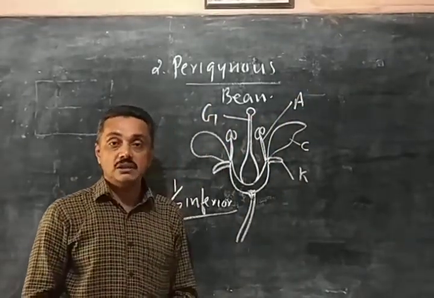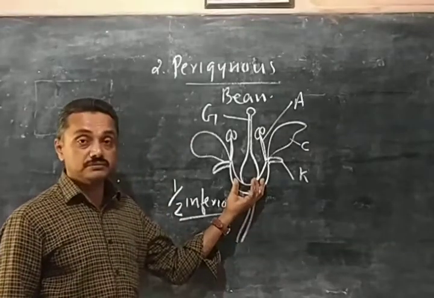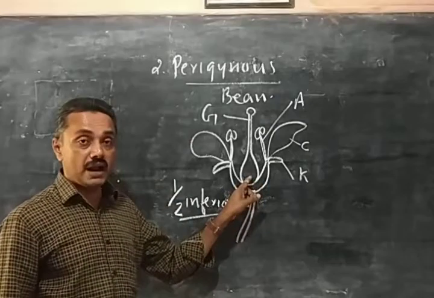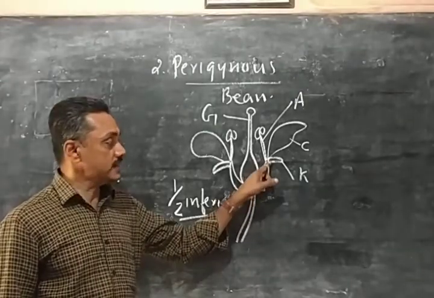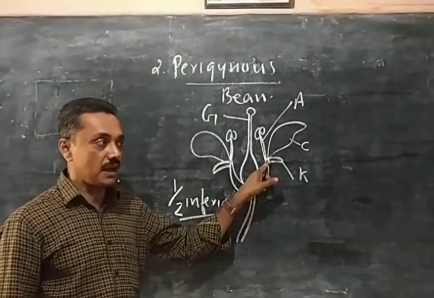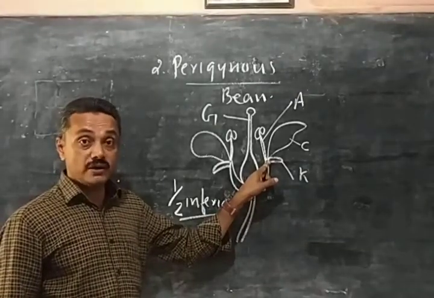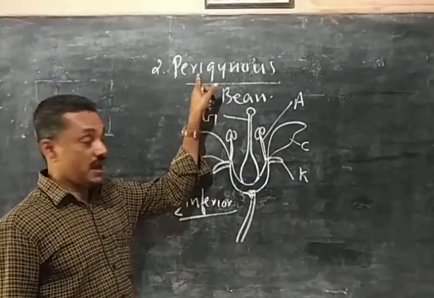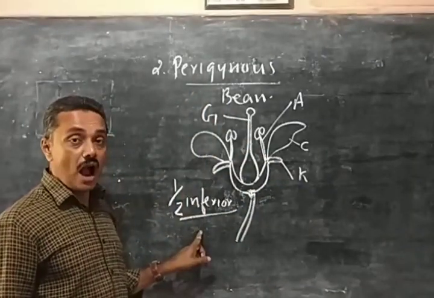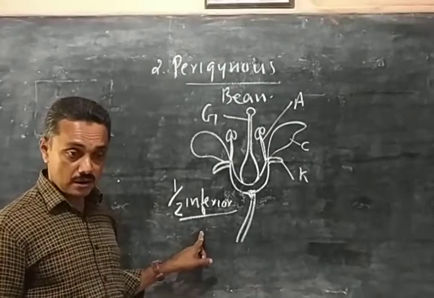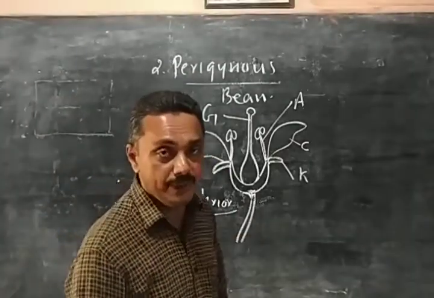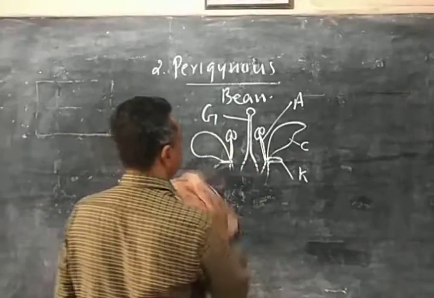What is the difference? The thalamus forms a cup-shaped structure. From the center of the cup, the gynoecium originates. Other parts originate from the margin of the cup-shaped thalamus. Here the flower is said to be perigynous and the ovary is half inferior. Examples are beans and others like that.